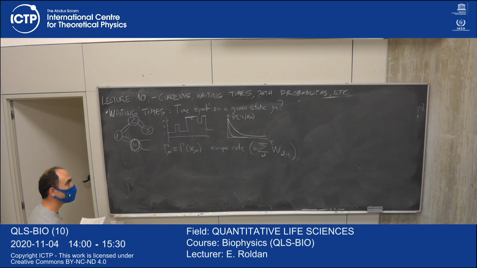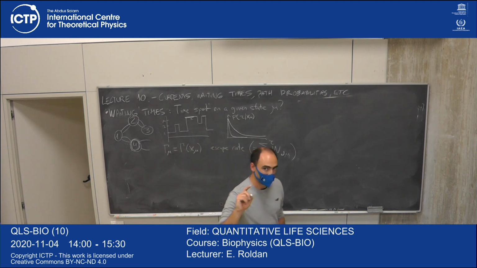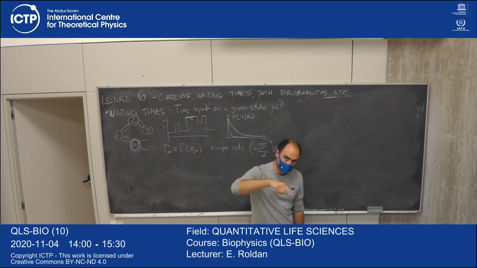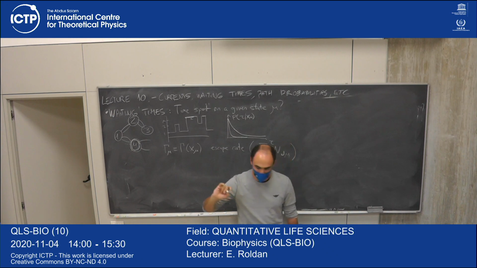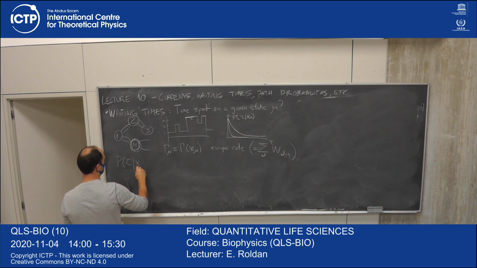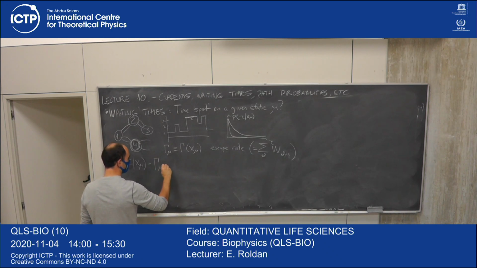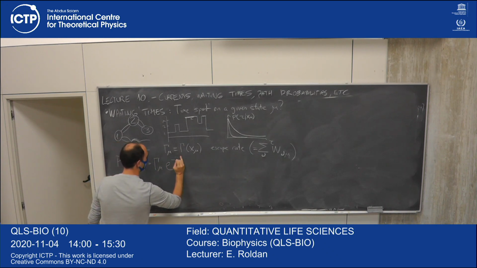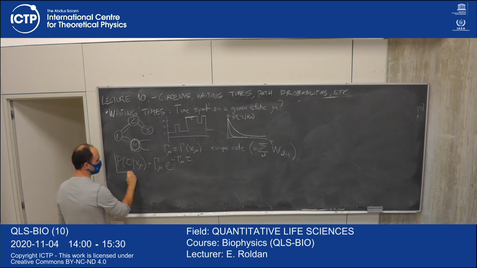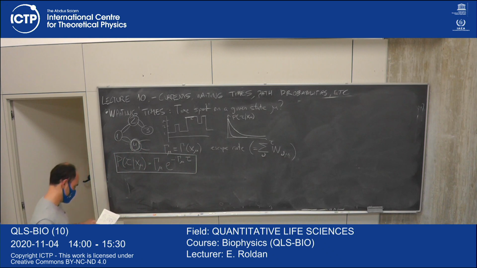The only thing I want to say is that this distribution is exponential, and exponential distributions have only one parameter. It's not like a Gaussian that has the mean and the variance. The exponential has only the mean. One parameter. So the distribution of tau given that you are at state mu is equal to gamma mu e to the minus gamma mu tau. That's it. This is all you need to know about this.